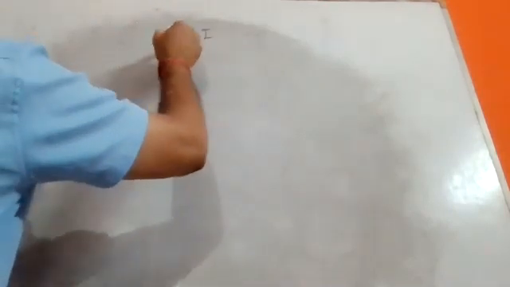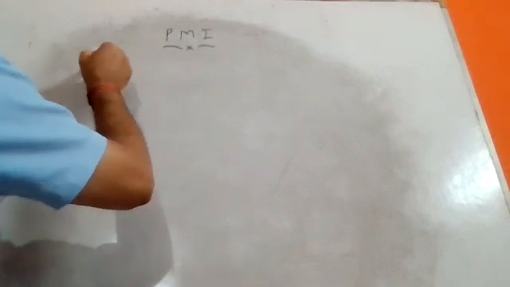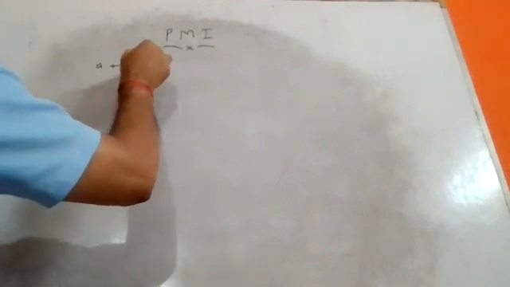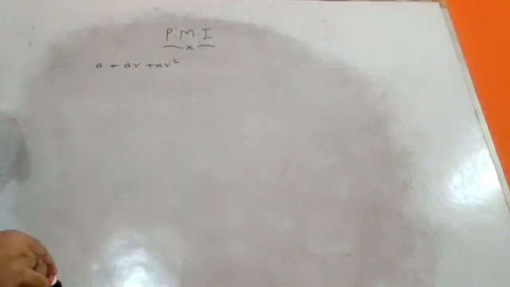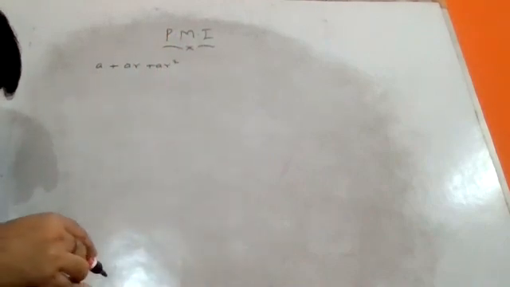We are going to start over your PMI. In PMI, suppose our question is like this: A plus AR plus AR square. This is the formation of a GP.